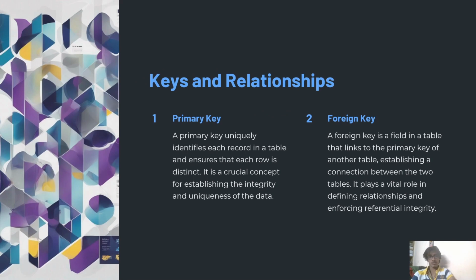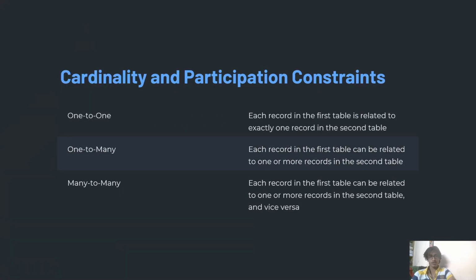So, keys and relationships. A primary key uniquely identifies each record in a table and ensures that each row is distinct. It is a crucial concept for establishing the integrity and uniqueness of the data. Foreign key. A foreign key is a field in a table that links to the primary key of another table, establishing connections between the two tables. It plays a vital role in defining relationships and enforcing referential integrity.